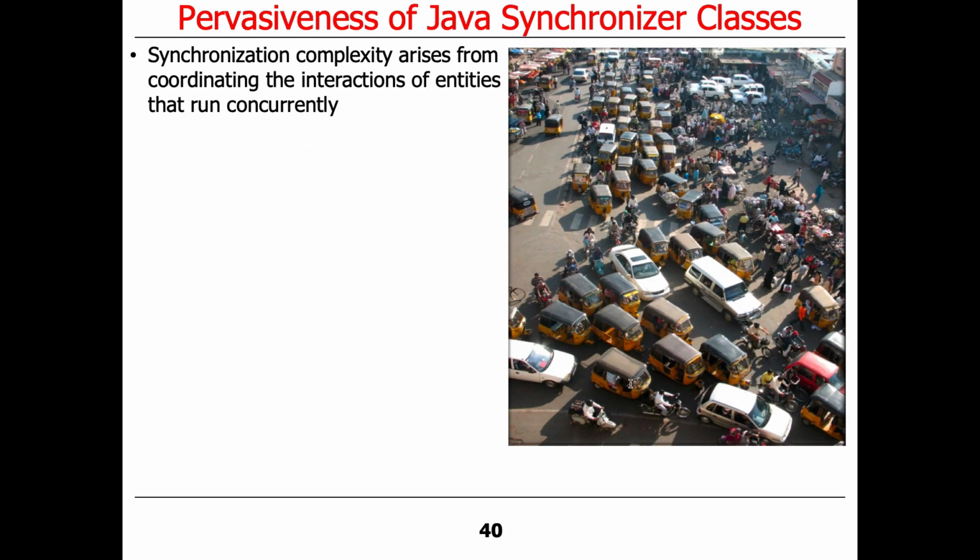The complexity of synchronization arises from trying to coordinate the interaction of different types of entities, mostly threads, that can run concurrently. This is one of my favorite pictures to demonstrate the need for synchronization. Does anybody know what this is? This is probably like Bangalore at rush hour. Actually, having been to Bangalore, it's pretty much Bangalore at any time of the day. You can see there's a million different vehicles, different threads of different shapes and sizes. There are trucks or lorries, cars, what look like little pedal vehicles, motorbikes, bicycles, pedestrians, all just randomly running around.